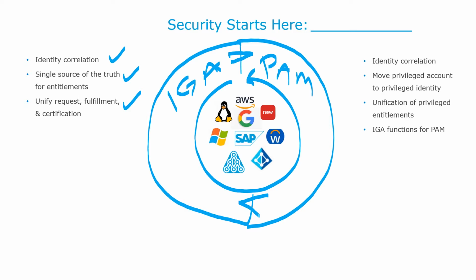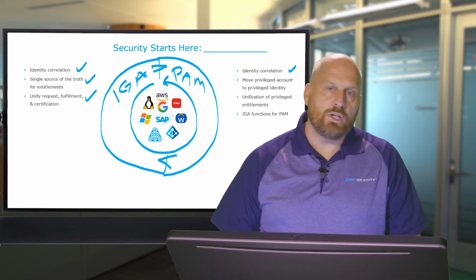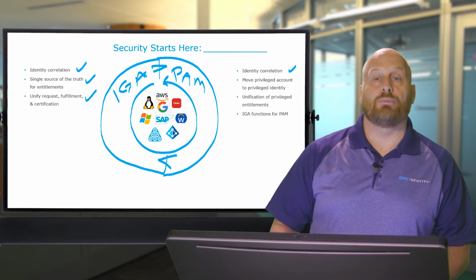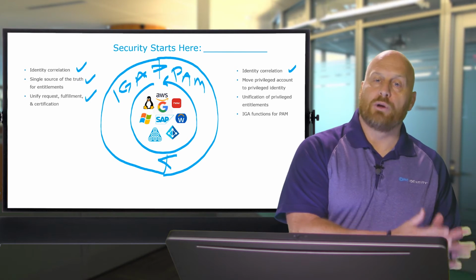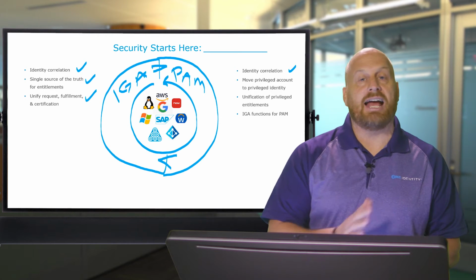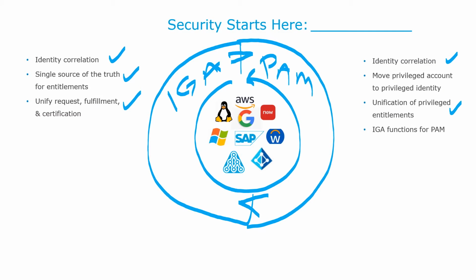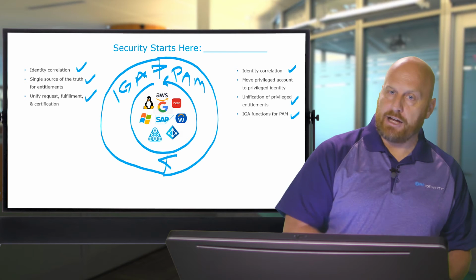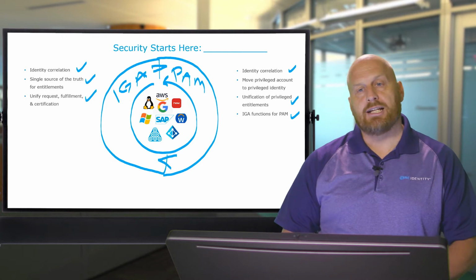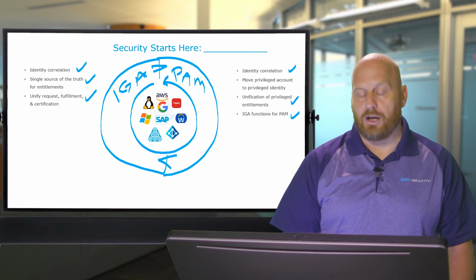So the bottom line is that with your PAM stuff, you want to correlate identity as well. You're going to switch from the concept of privileged accounts to privileged identity. It's no longer you have 50 different privileged accounts. You have a single person or a set of people that have access to those accounts. That allows you to unify privileged entitlements, and it makes it much easier to put IGA functions for your privileged access management deployment. So bottom line is, if you can correlate identities, take care of unifying those IGA functions, and tie them to your PAM functions, you're going to be a lot better off.